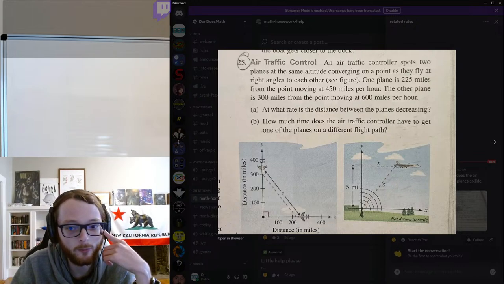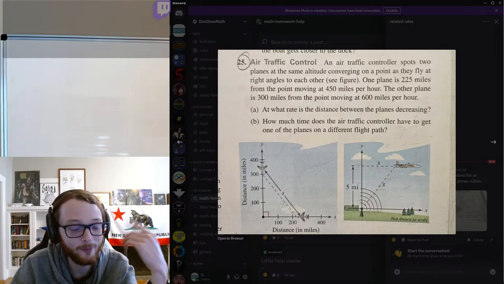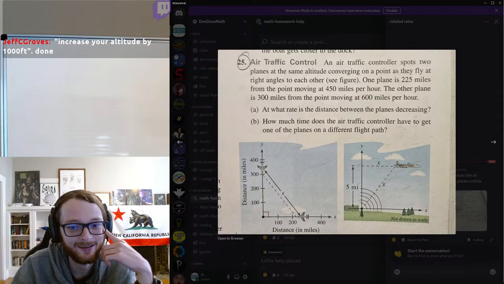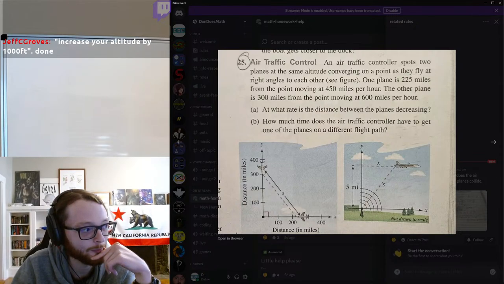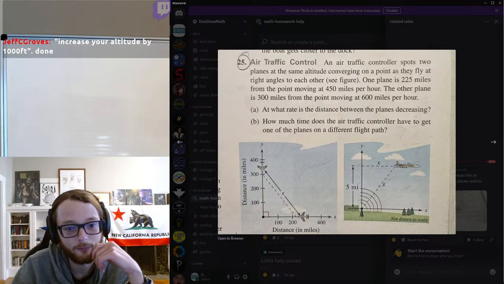So, you basically set up the equation 225 minus 450t equals zero. You could deduct it by 1,000 feet. Yeah, that's probably the easier way. And you could also set up the equation 300 minus 600t equals zero as well. But you don't actually need any calculus for this. It's just algebra for part B.